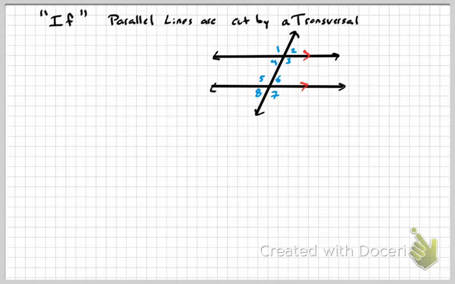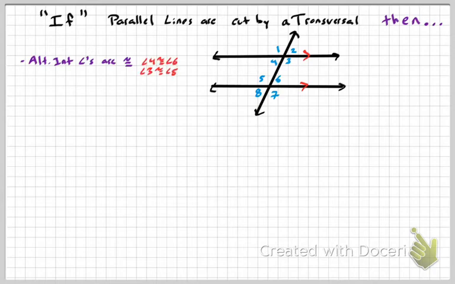Now, if these lines are parallel, and again, what I'm about to put down and what I'm about to say only works if the parallel lines are cut by a transversal, then all of this stuff is true. So the first one is alternate interior angles are congruent. So that would mean angle 4 is congruent to angle 6, and angle 3 is congruent to angle 5. Next, alternate exterior angles are congruent. So that means angle 1 is congruent to angle 7, and angle 2 is congruent to angle 8.